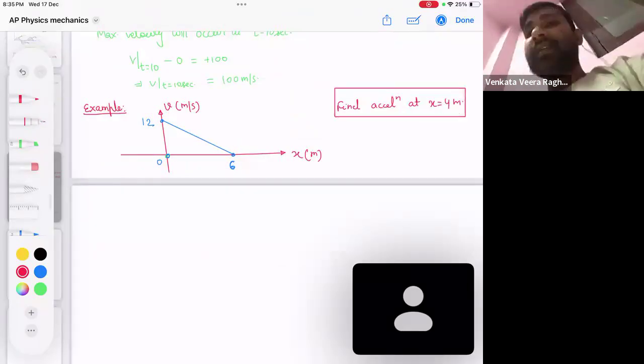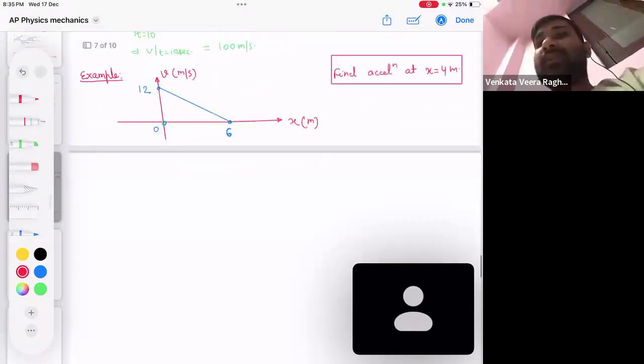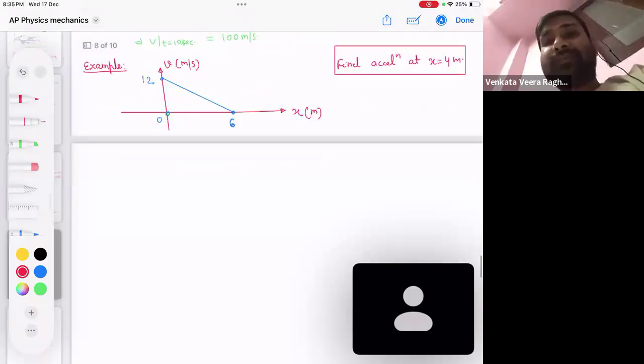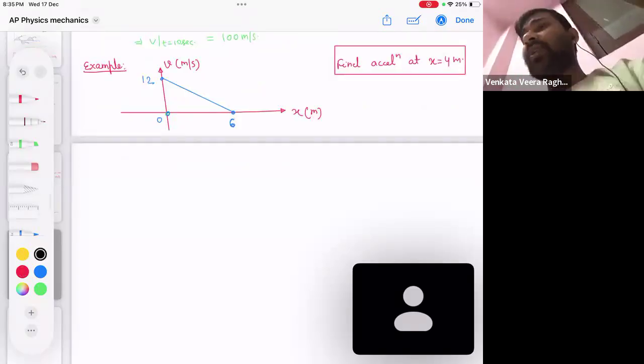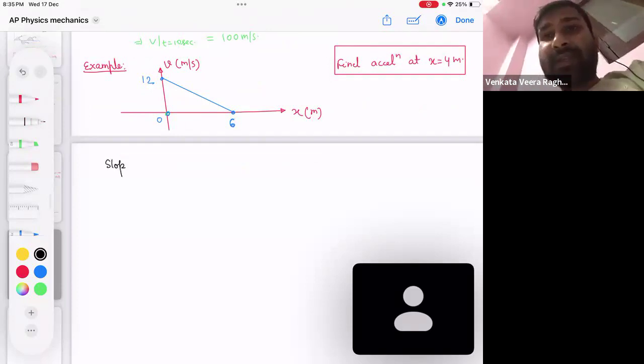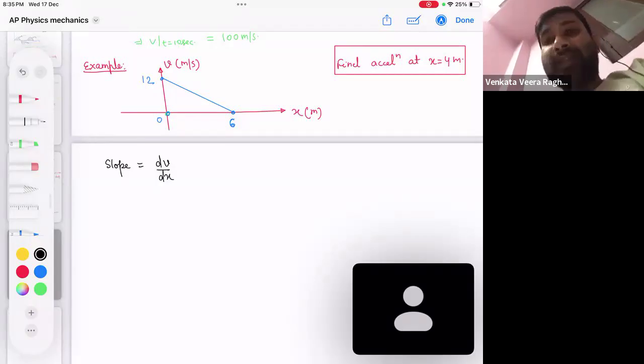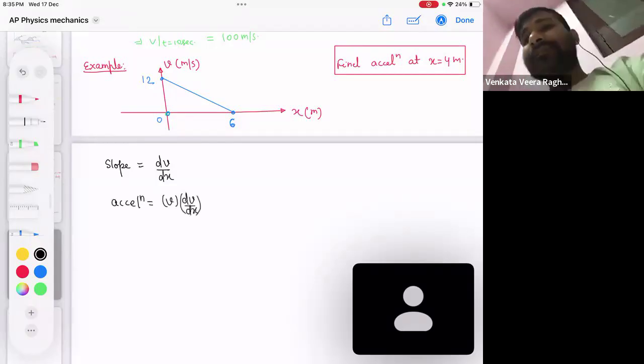Now look at the graph again. What is this graph? Velocity versus position. What will the slope of this graph give me? Is it going to give me the acceleration, or something else? The slope of this graph is dv by dx. But is dv by dx important? No, right? Because I want to know the acceleration. So you see, can I write acceleration as v into dv by dx? Yes, sir. Please tell me.